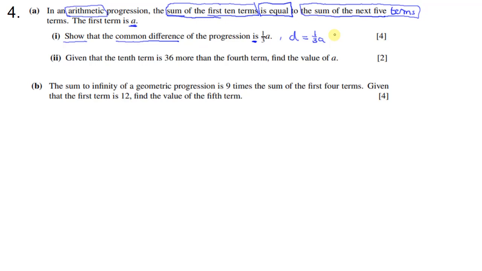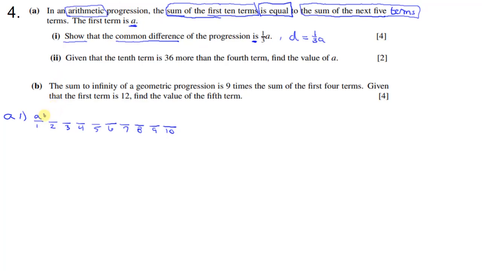So let's go ahead and try to do that. The first thing we're going to do is find the sum of the first 10 terms. Now, the first 10 terms, 1, 2, 3, 4, 5, 6, 7, 8, 9, 10, all we really know is A is the first one.